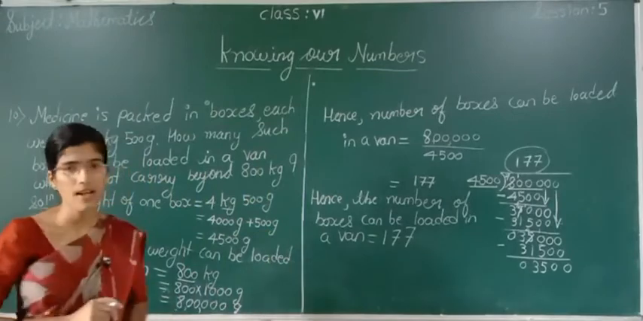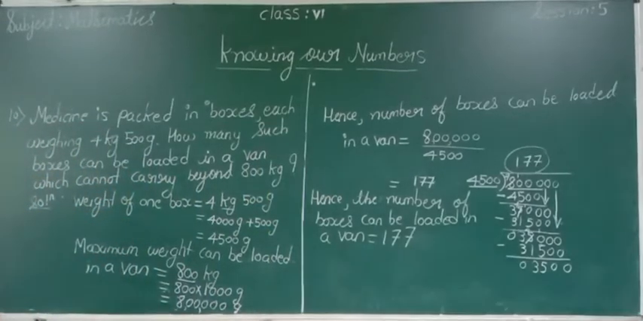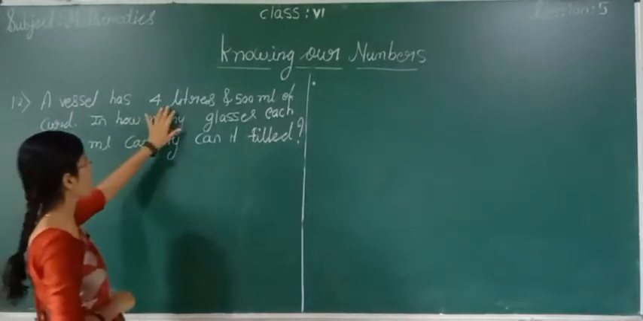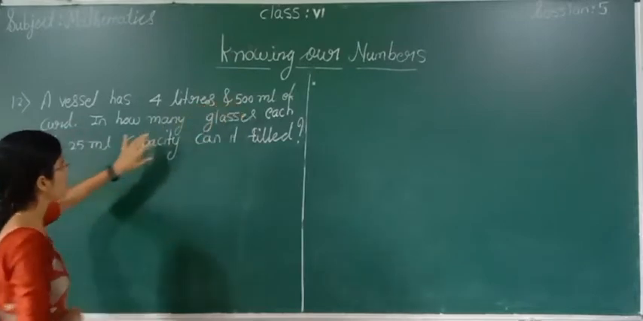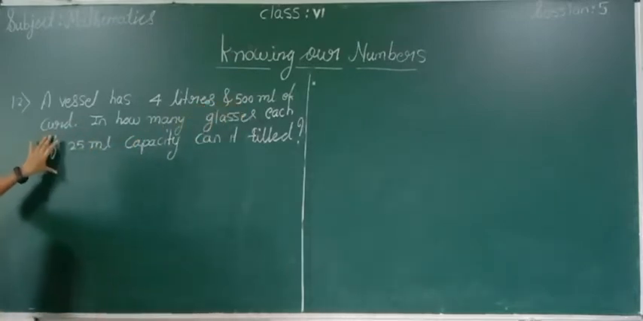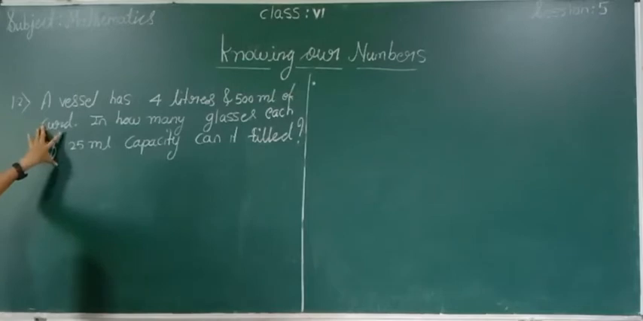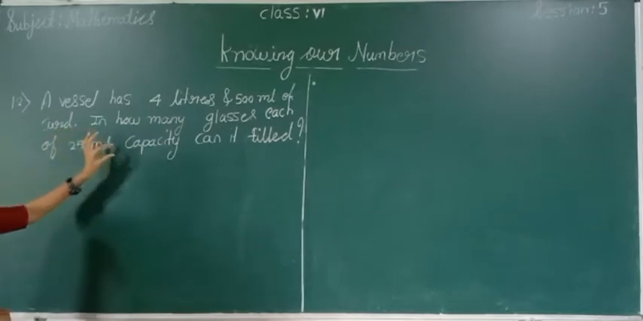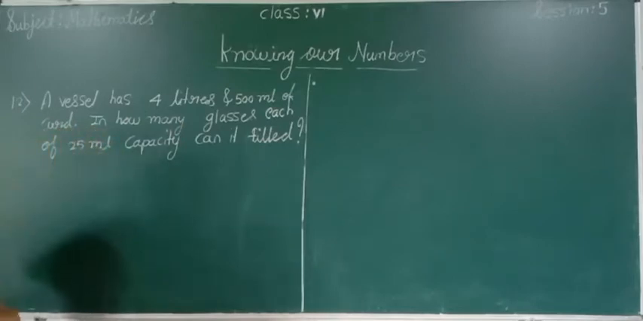Okay, next we will see the next question. See the 12th question. A vessel has 4 liters and 500 milliliters of curd. Okay, a vessel has 4 liters and 500 ml of curd. Okay, in how many glasses, each of 25 ml capacity, can it be filled?